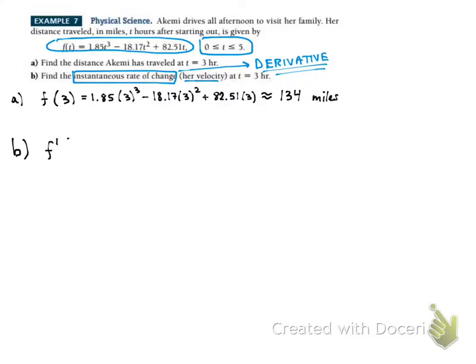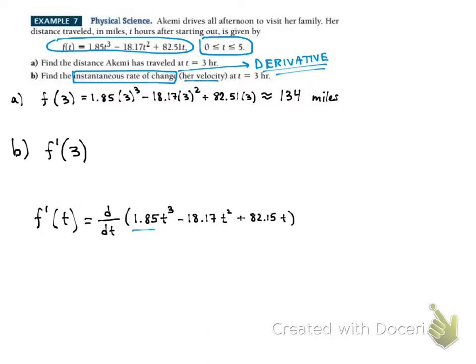So to answer part B, we want to find f prime evaluated at 3. We know we need to find f prime because they tell us to find the derivative, and we know we need to find f prime evaluated at 3 because they tell us at t equals 3 hours. In order to find f prime of 3, we have to first find f prime of x, or I should say f prime of t in this case, and then we can plug in 3 for t. So f prime of t is just the derivative of the function f. It's the derivative with respect to t of all of this.